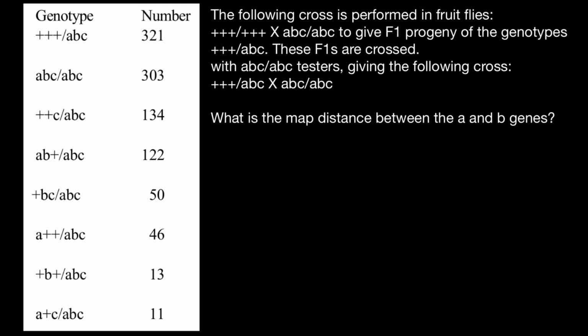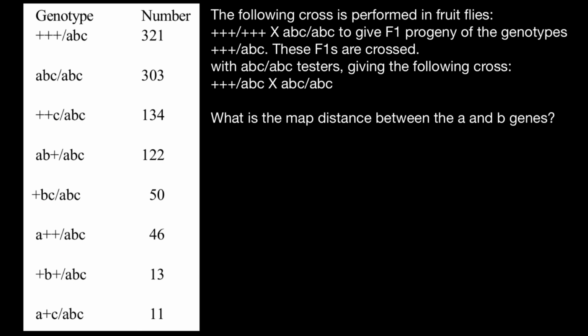Today's problem is the following: a cross is performed in fruit flies. Here's one parent, here's another parent, to give F1 progeny of the following genotype. These F1 are crossed with testers of the following genotype, giving the following cross. What is the map distance between the A and B genes? And here is a table of what we got as a result of such a cross.